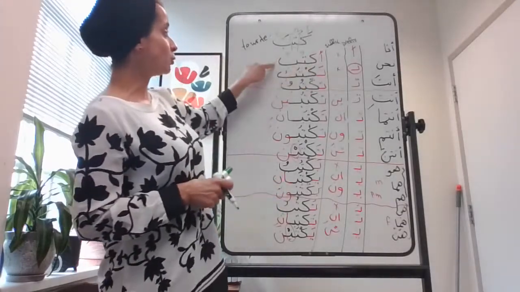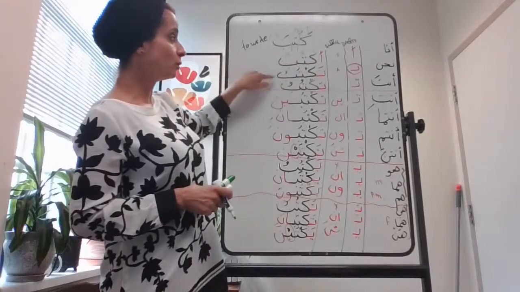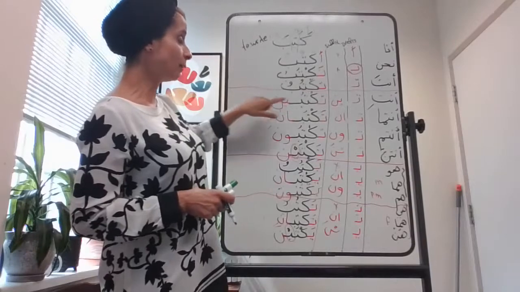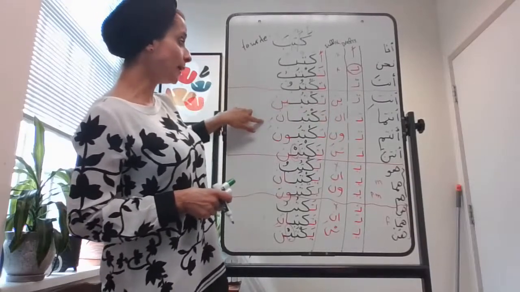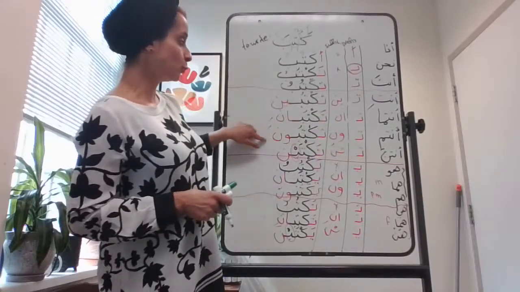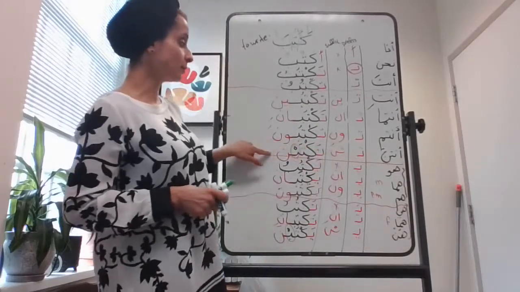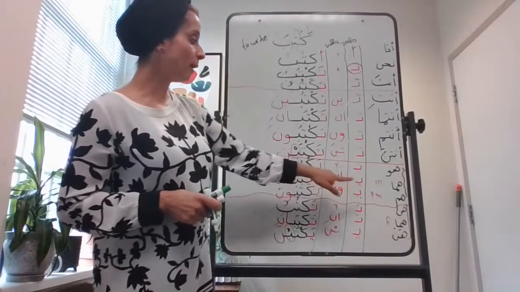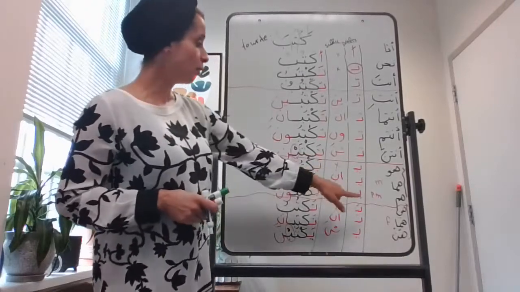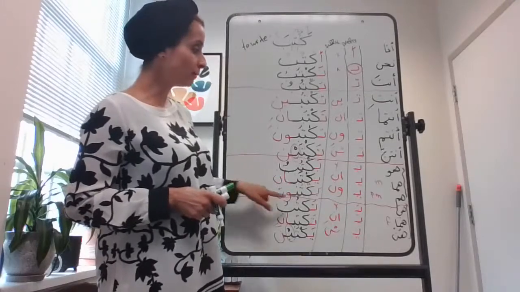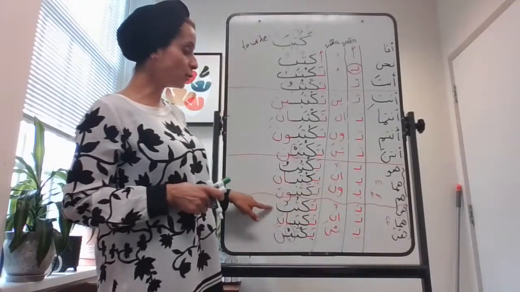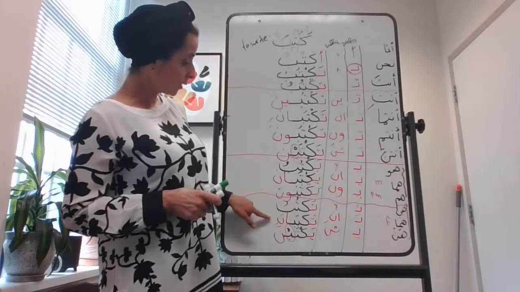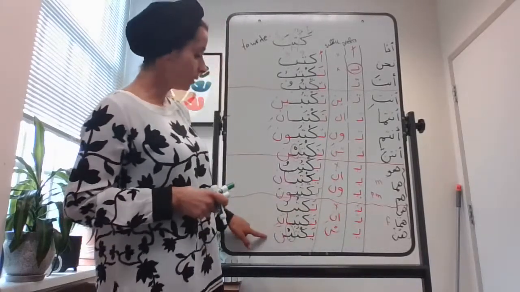So, أنا أكتب, نحن نكتب, أنت تكتب, أنت تكتبين, أنتما تكتبان, أنتم تكتبون، أنتن تكتبن، هو يكتب، هما يكتبان، هم يكتبون، هي تكتب، هما تكتبان، هن يكتبن.